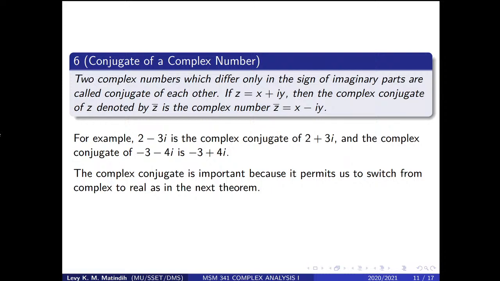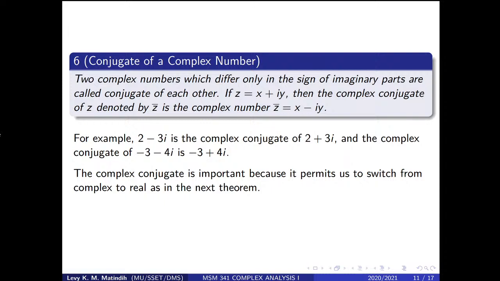So for example, if the complex number z has been given as x plus iy, then the complex conjugate of z, which we denote by z bar, where we put a bar on top, is equal to x minus iy. Now look at the difference between z bar and z. The only difference they have is the sign in their imaginary part. Here we have positive y, here we have negative y. That's the only difference between these two.